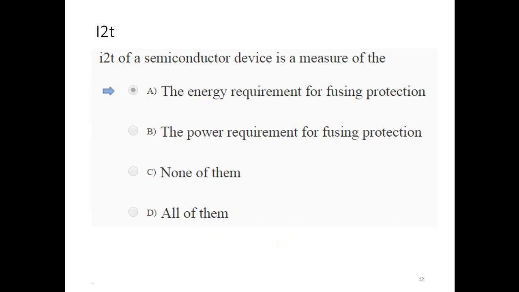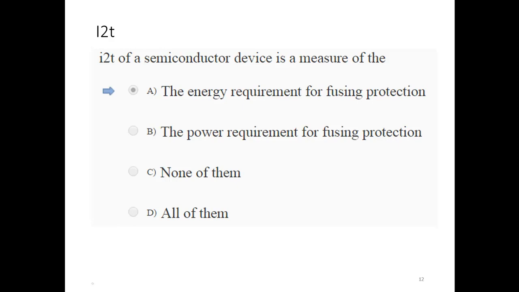What is the I square T of a semiconductor device? Like normal fusing, you use a fuse. But that fuse takes time to blow. What happens in a fuse? If you exceed a current limit, the fuse will have a resistance, there will be I square R, which is power. That power will create heat, and that heat will melt the fuse.